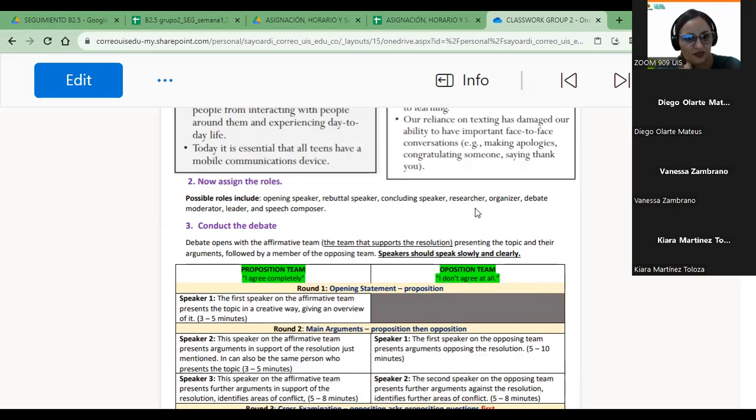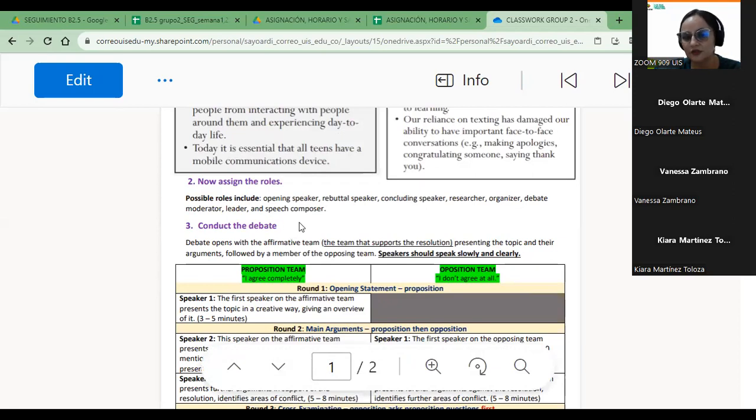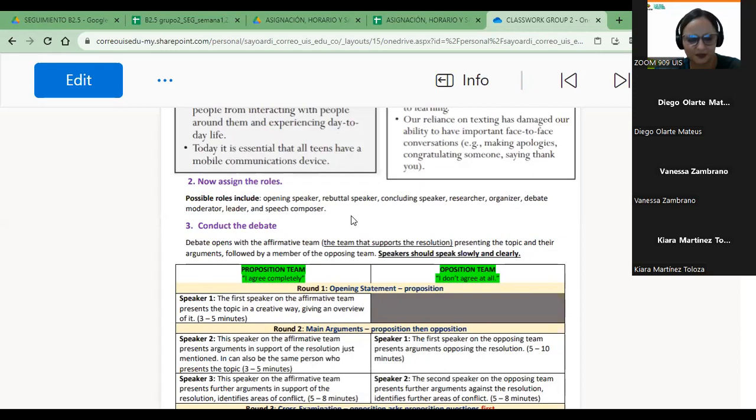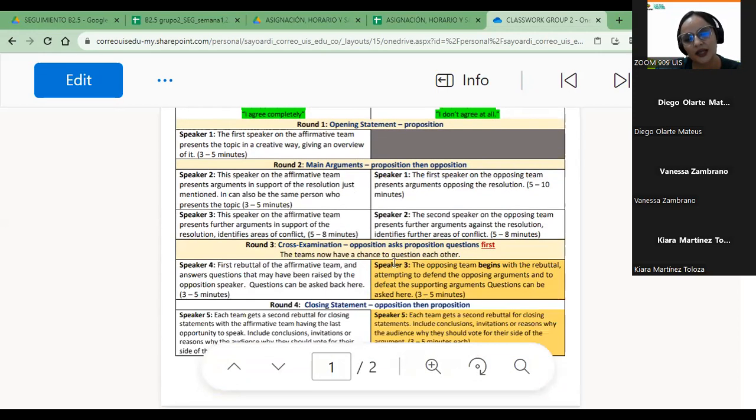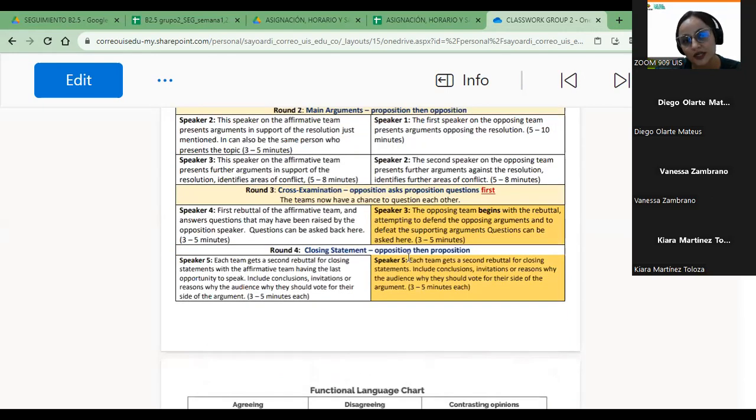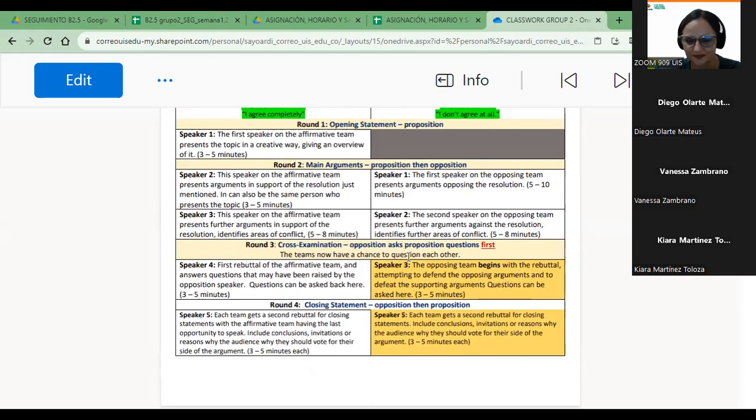Researcher, because of course you guys will need internet. This is not going to be from your own information, because we don't have the time for preparing something that you are not going to read. But today you can. Don't worry. We also have organizers, debate moderator, leaders, and speech composer, if you need them. It's not necessary to be very specific. But this will help you give a role to each one because they need to speak.